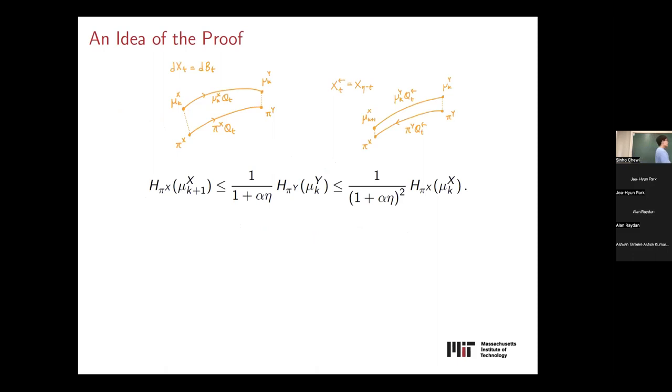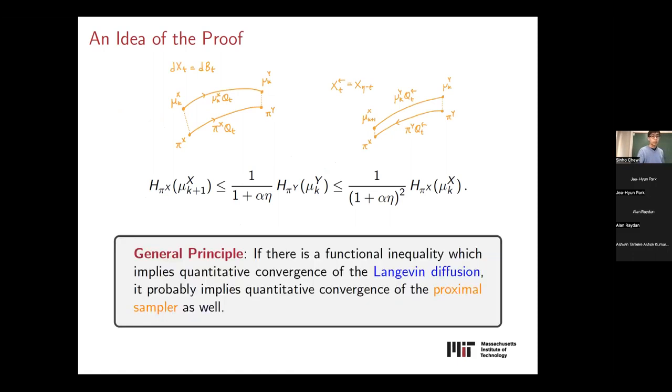Here's just a schematic of the overall proof. You have the forward step where they both get closer, the backward step, they also get closer, and you chain together these inequalities and you get the KL convergence, for instance. And there's a little bit of a general principle going on here where if you have some kind of functional inequality which implies convergence of Langevin, it probably can be put into this proof scheme and also gives you convergence of the proximal sampler as well. Right, so this is kind of encoding the idea that the proximal sampler is a very stable discretization of the Langevin diffusion somehow.